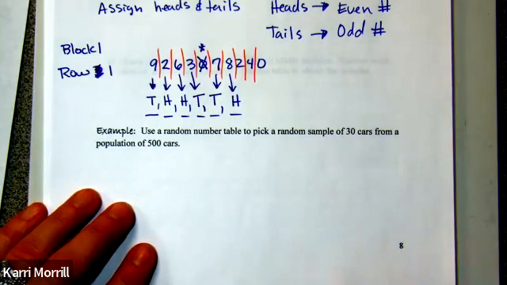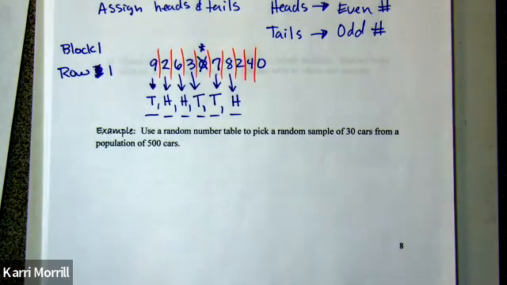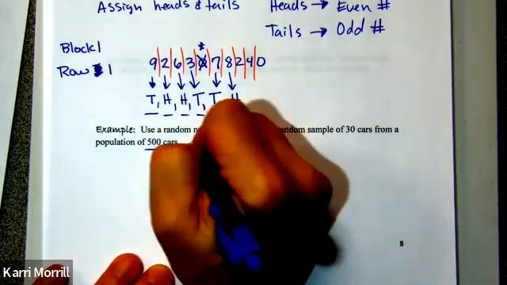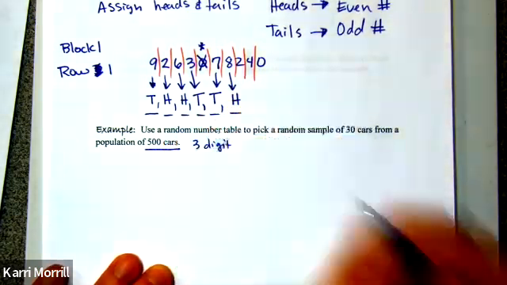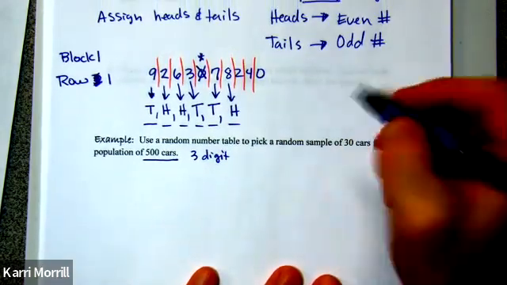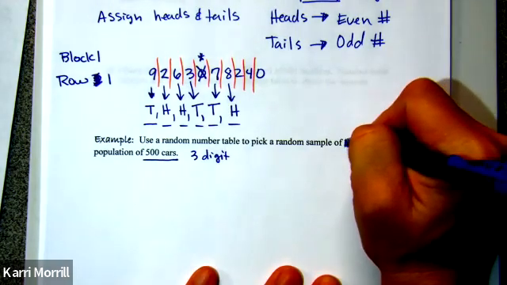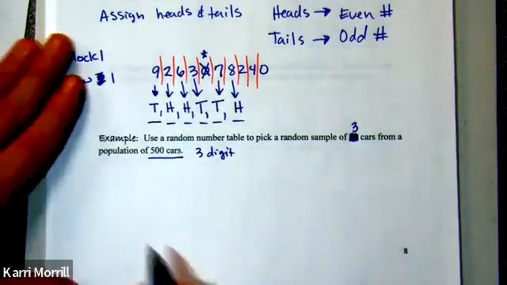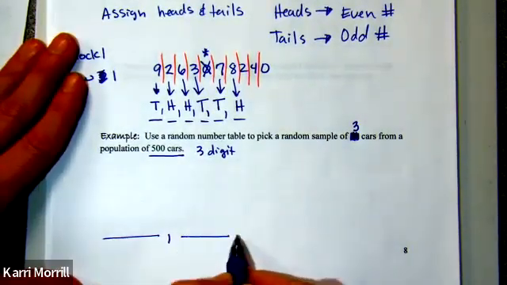The next example: use a random number table to pick a random sample of 30 cars from a population of 500 cars. So if the population is 500, that means you're going to use a 3-digit number. But doing 30 is going to take us a really long time. So let's just, for instance, change that to 3. So we're going to have a sample of 3, right? You're going to have 3 different things here.